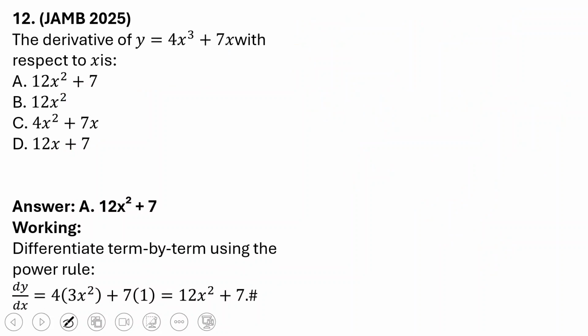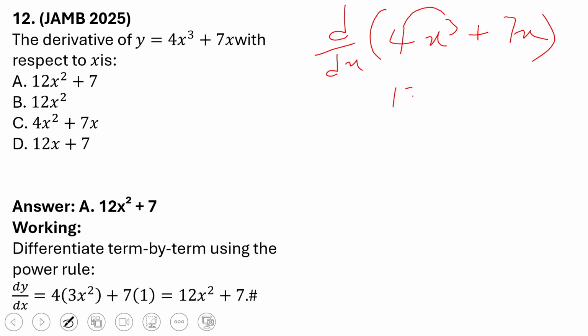The next one. The derivative of y equals 4x cubed plus 7x with respect to x is, so d/dx of 4x cubed plus 7x. Okay, so I will differentiate this one. 3 times 4 is 12. At the same time, 3 minus 1 is 2, plus differential of 7x is 7, right? So the answer is A.